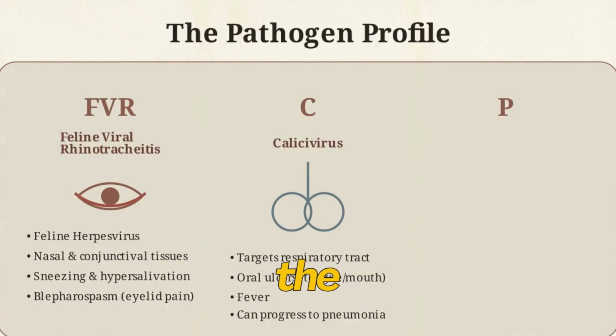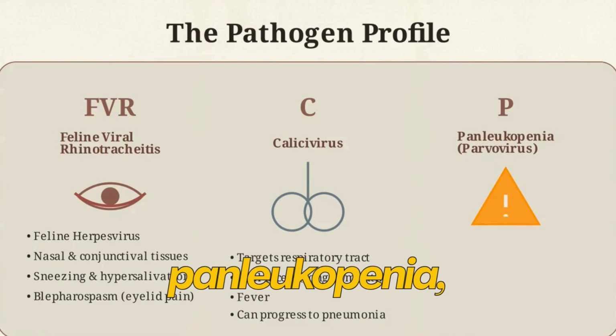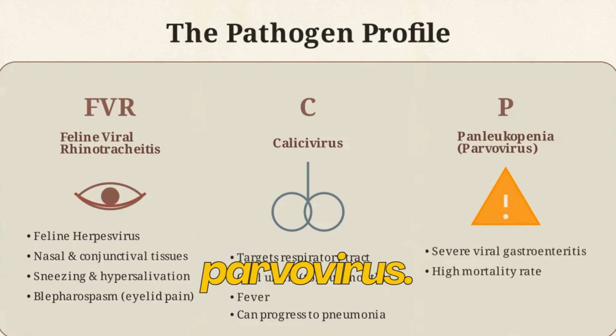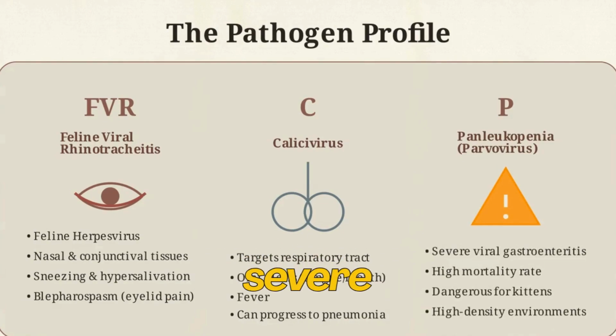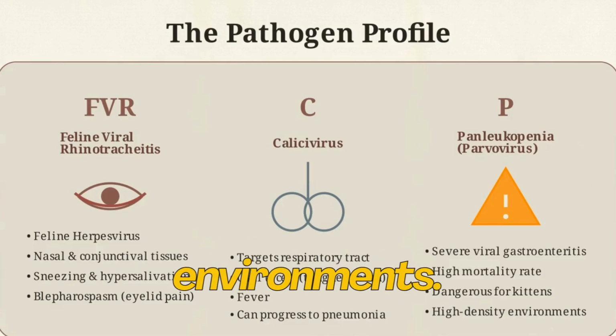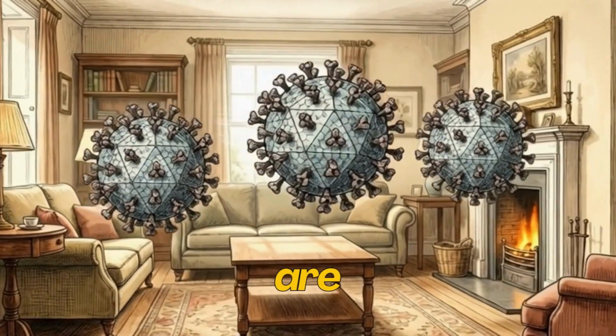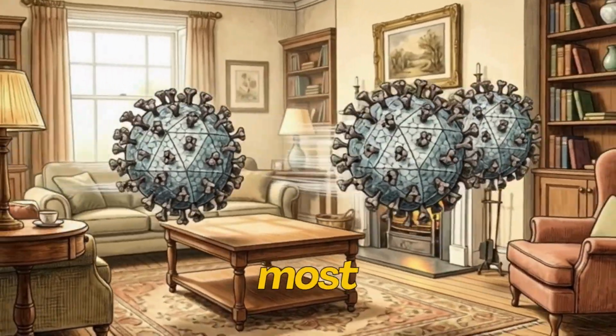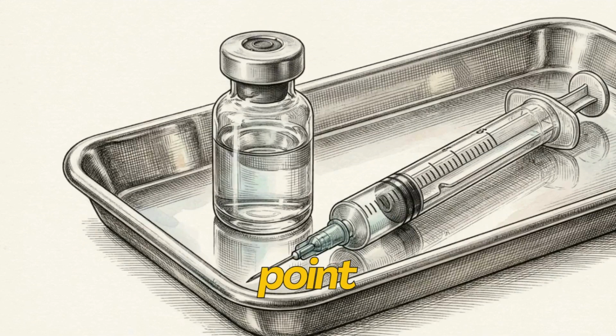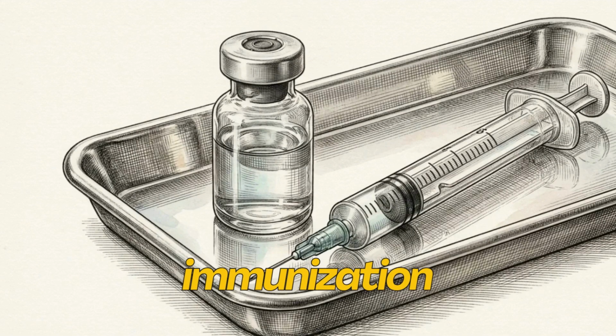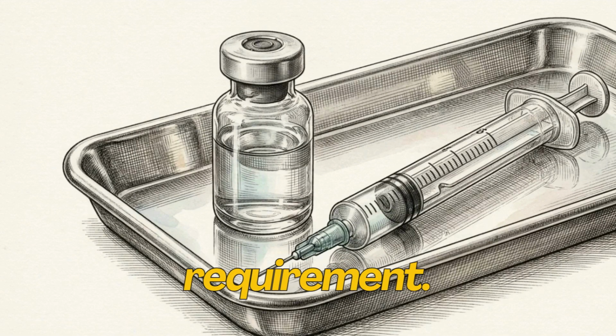This pathogen targets the respiratory tract and frequently causes ulcers on the tongue and mouth, which can progress to pneumonia in young kittens. The P represents panleukopenia, a feline parvovirus. It causes severe viral gastroenteritis and has a high mortality rate, particularly in kittens and cats in high-density environments. These 3 viruses are so prevalent in the environment that most cats will likely encounter them at some point in their lives, making their initial immunization a standard medical requirement.